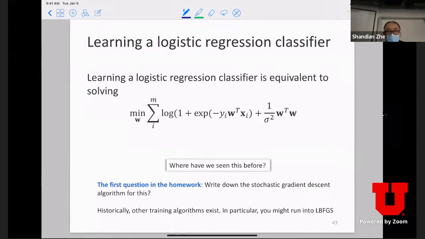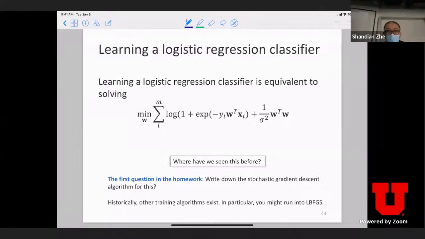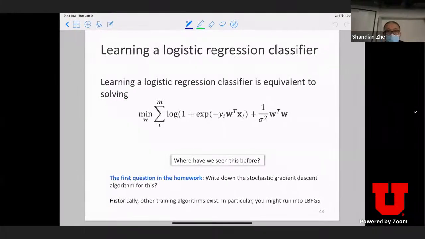Oops. Okay, hopefully it looks a little bit nicer. Oh, maybe, yeah.